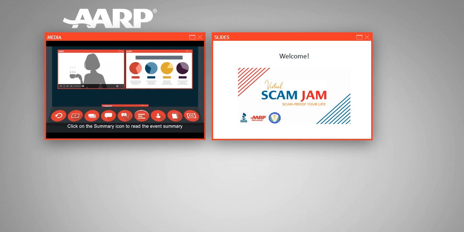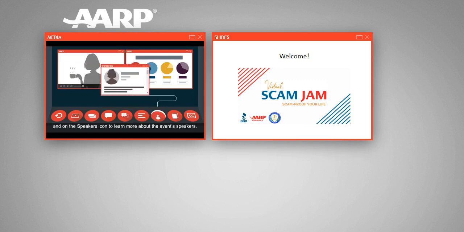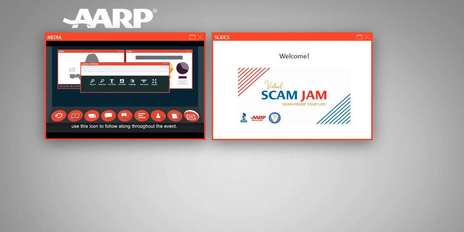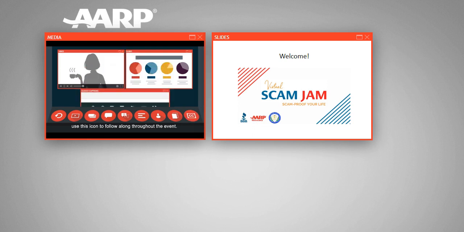Click on the summary icon to read the event summary and on the speaker icon to learn more about the event speakers. When you click on the resources icon, you'll find additional information pertaining to the event. And last but not least, if real-time closed captioning is available, use this icon to follow along throughout the event.